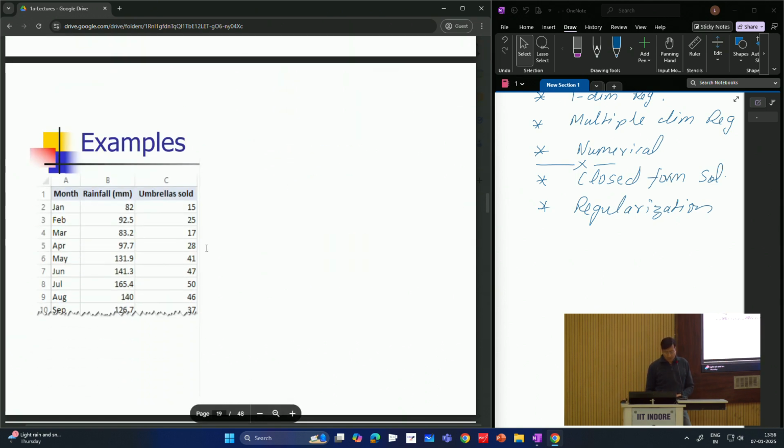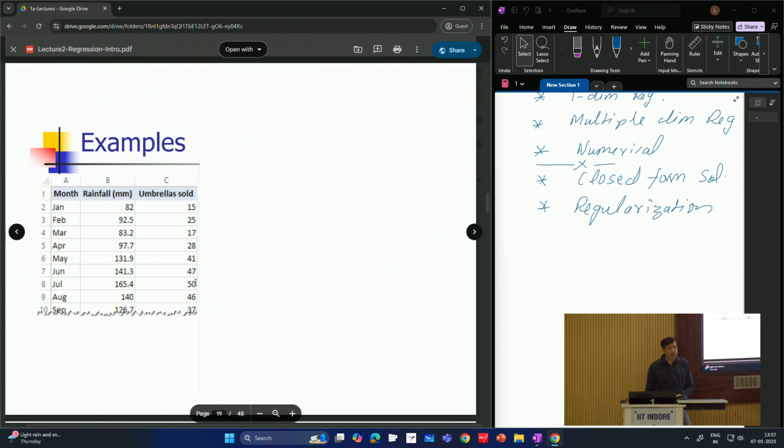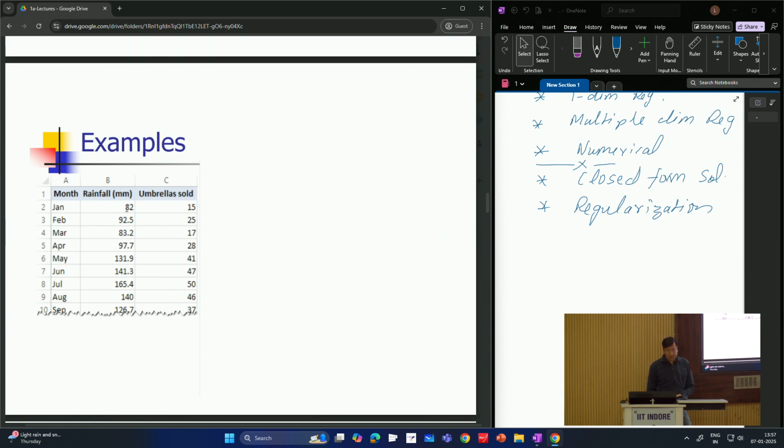Another example to highlight dependency and independence is this one: the relation between the rainfall and the umbrellas sold.